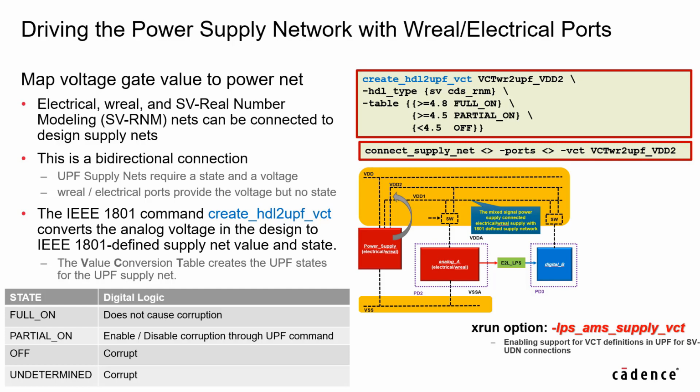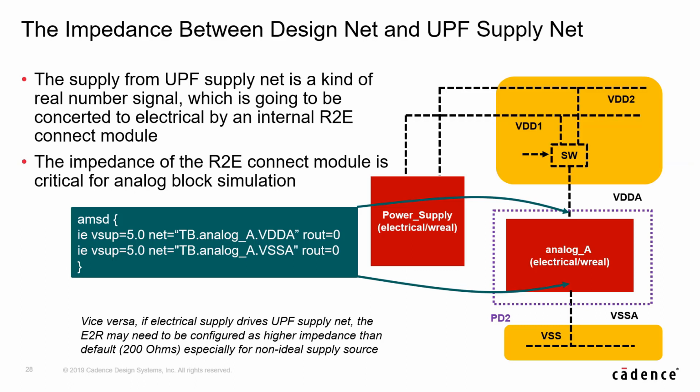At the end of the story, I'll be able to just add a little AMS description to say that my supply is equal to real number. So I will just handle the impedance, which is critical for my analog block simulation, and say that, for example, the routing is perfect on my two supplies. Same thing for the elements.